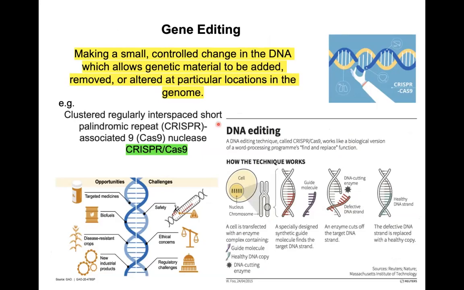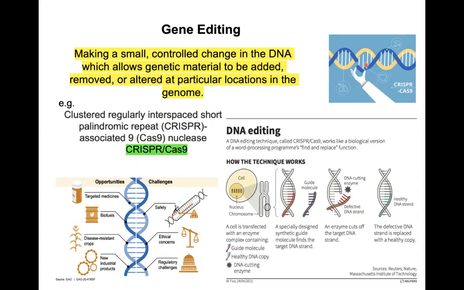Okay, next is gene editing. Gene editing is usually kita akan cakap dia selalu turn on and turn off. Contohnya is usually melibatkan addition and deletion. So making a small controlled change in the DNA which allows the genetic material to be added, removed or altered at a particular location in the genome. So the famous method is the CRISPR method, we call it. Okay, CRISPR. Tak payah you hafal this cluster, regular, blah, blah, blah. Dia akan CRISPR. Okay, CRISPR or Cas9.